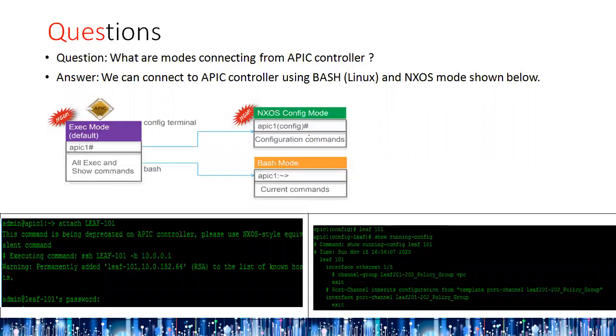What modes can you use to connect from the APIC into the leaf? There are two ways: using a config terminal mode and the bash mode. Config terminal is like classic NXOS configuration. Another is the bash mode. From the APIC, I can connect to the leaf using the command attach leaf 101. And if you just type it from the APIC, leaf 101, you can basically view the configuration of a certain leaf.